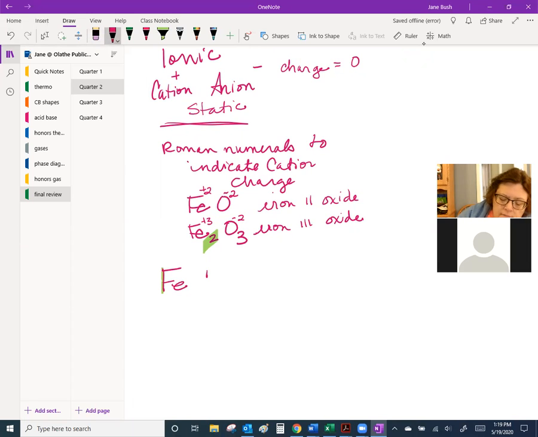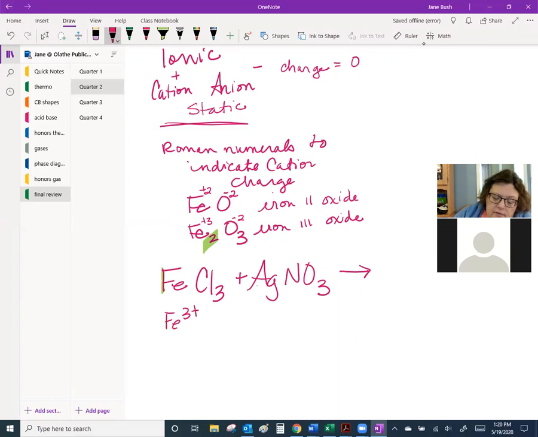Here, we'll do this. FeCl3, iron 3 chloride, and we mix it with silver nitrate. What's going to happen to these when they get into the solution? First thing that's going to happen is they're going to dissociate. So you're going to have Fe3+, 3 chlorides, plus a silver plus a nitrate, and they're going to be swimming around in there.